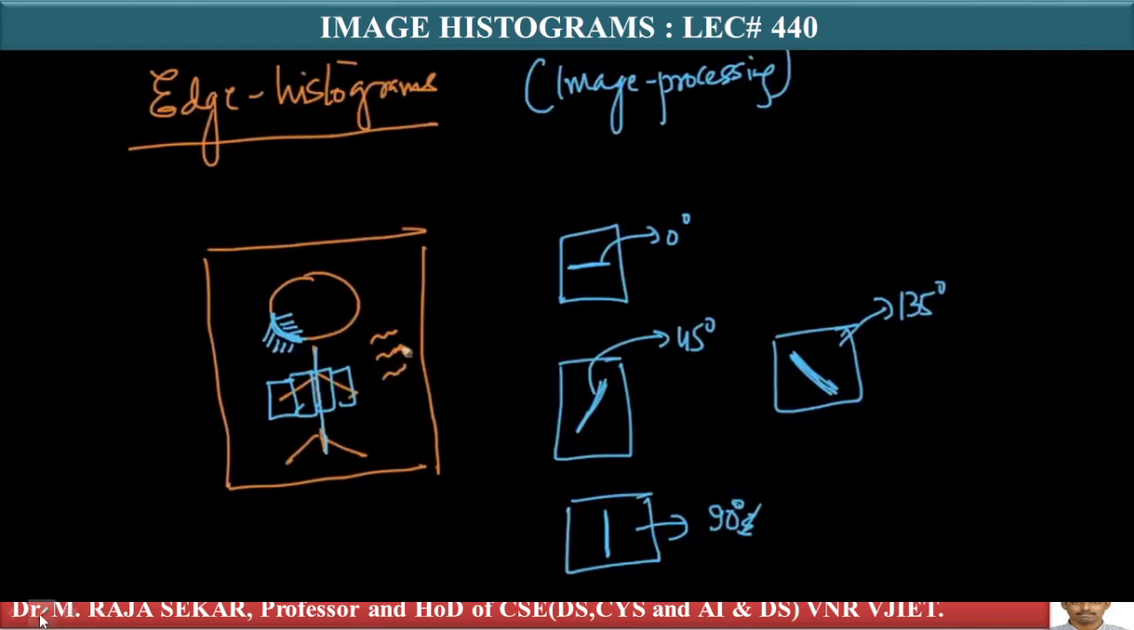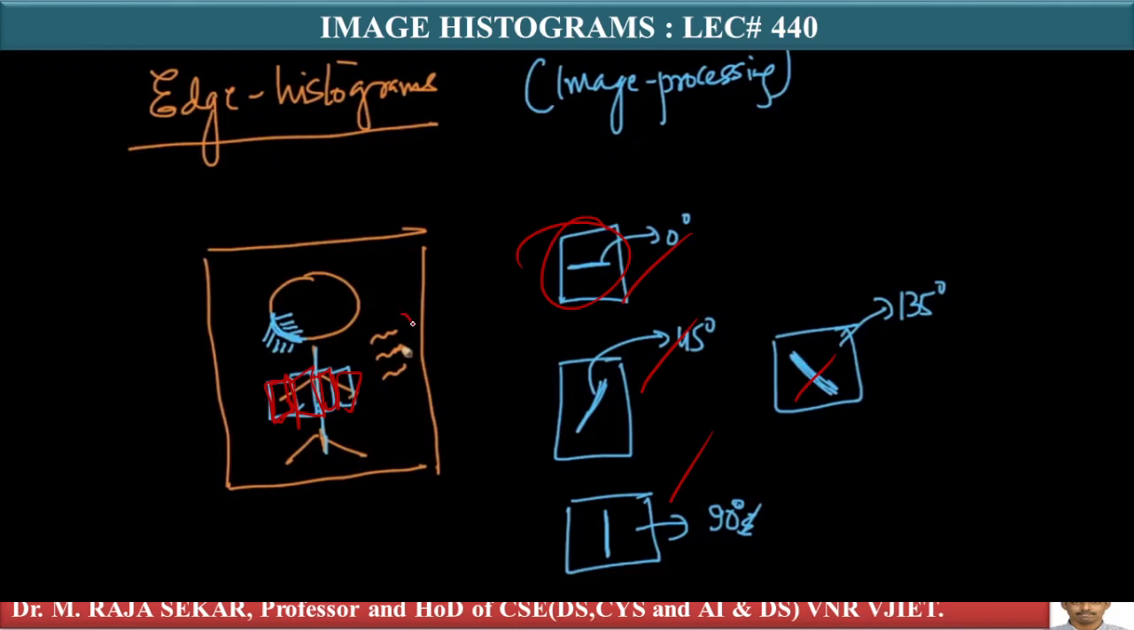Let me take an image. If you take this particular image, just break this region. What will you do here? You can break the whole thing into regions. This is one region, this is another region, this is another region. You can break the whole thing into small regions. After breaking into regions, you have to check in each region: is there a 0 degree edge, a 45 degree edge, a 90 degree edge, a 135 degree edge?